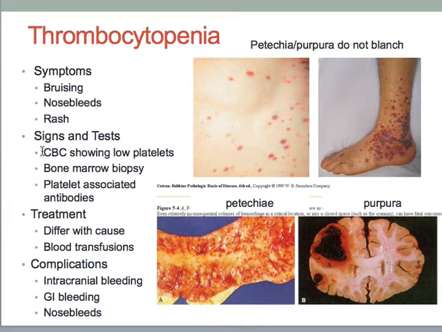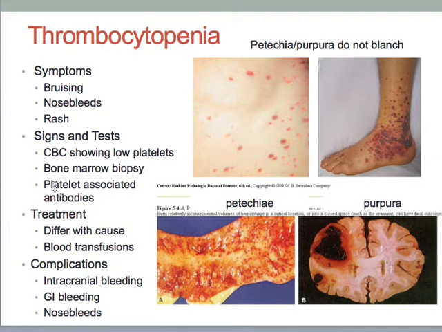So you might want to do a complete blood count, CBC, and you would see a low platelet count in the CBC. You could do a bone marrow biopsy looking for the precursor cells to platelets to see if they're being created in the correct way in the bone marrow. There are also different autoimmune causes of thrombocytopenia.